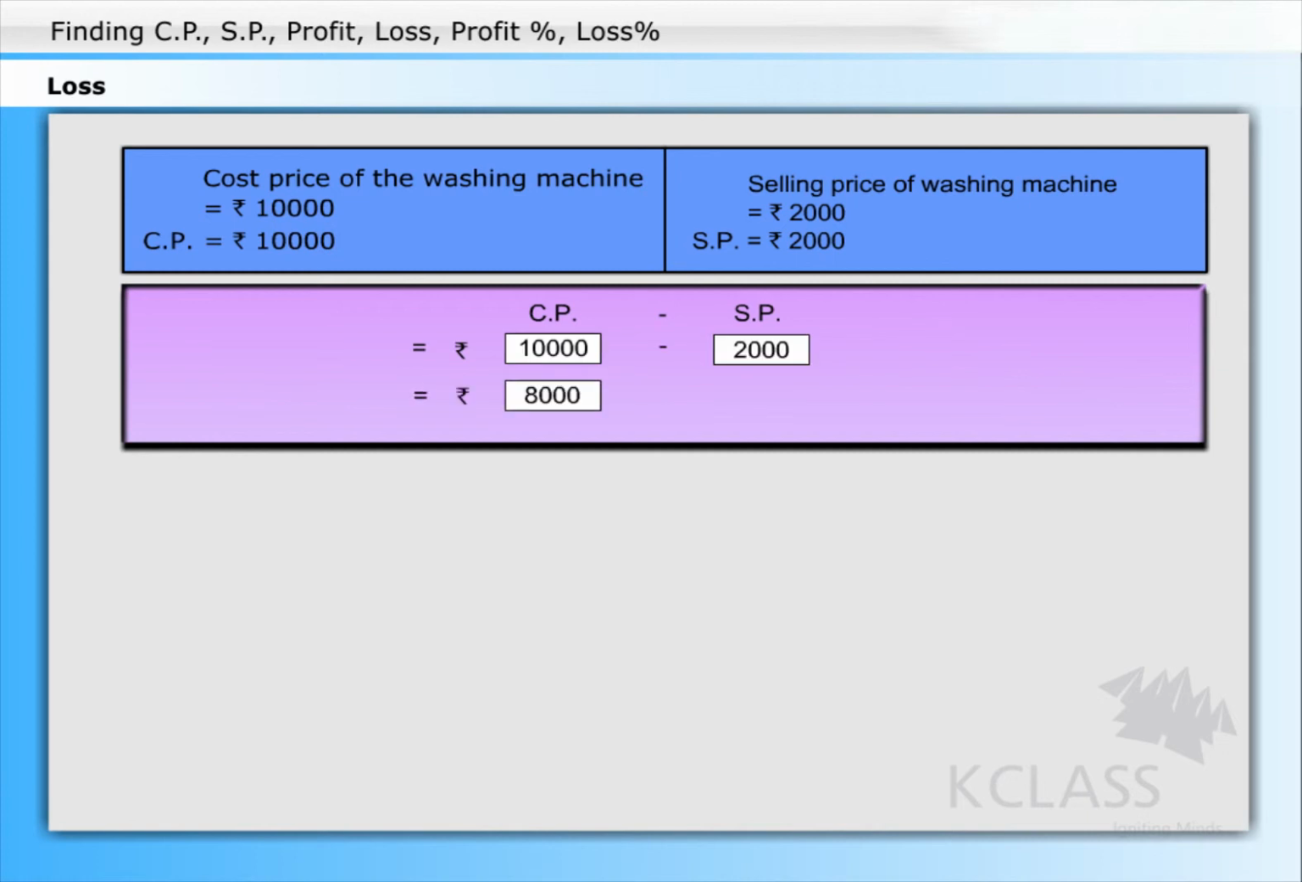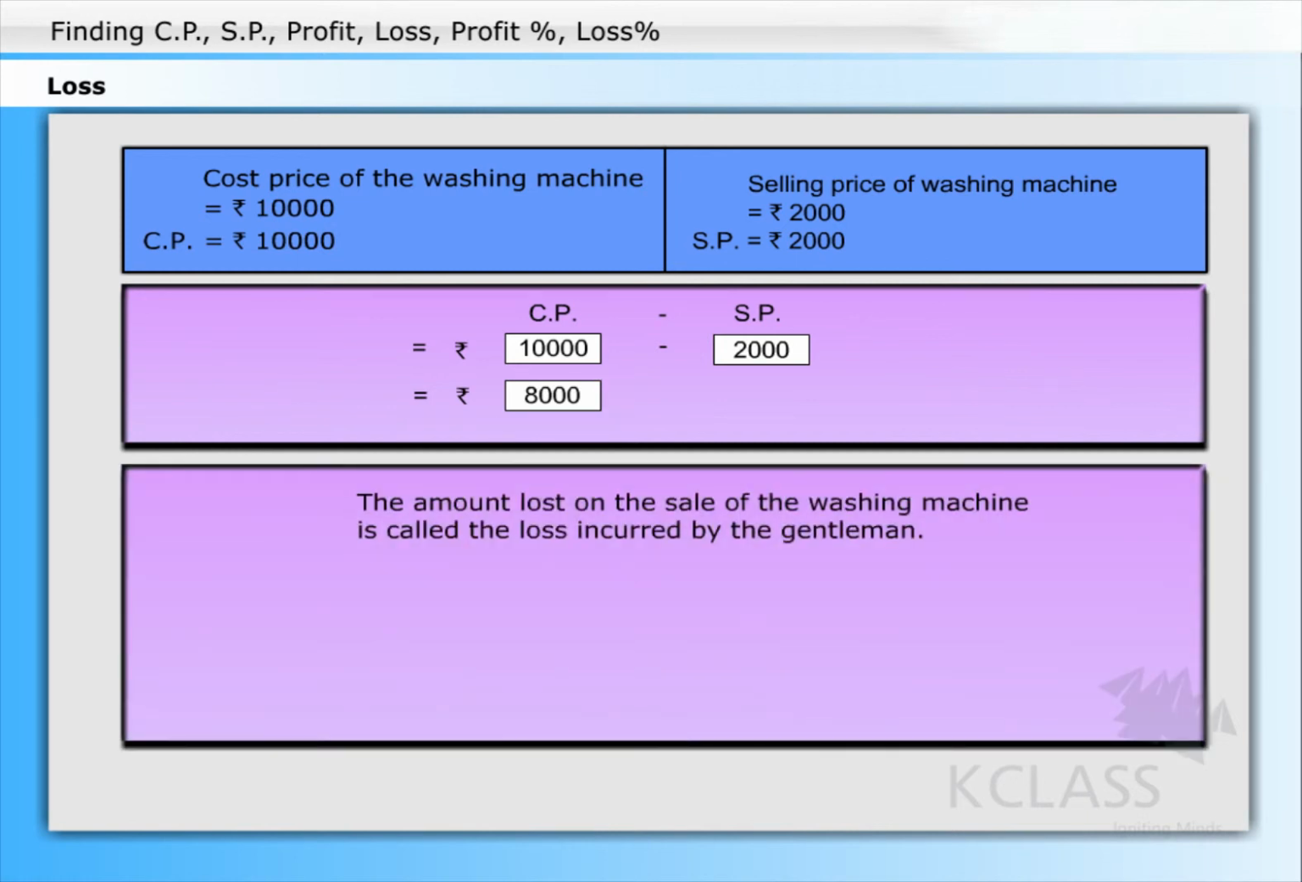The cost price is greater than the selling price. Since the gentleman sold the washing machine for a lesser price than what he had bought it for, he incurred a loss of 8,000 rupees. The amount lost in a transaction is called the loss incurred in the transaction, which in this case is 8,000 rupees. Thus, we can say that when the cost price is greater than the selling price, the difference between the cost price and the selling price is called the loss that is incurred in the transaction. Therefore, the gentleman was not too happy on the sale of his washing machine.